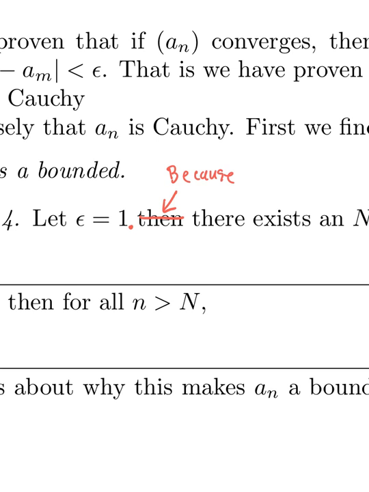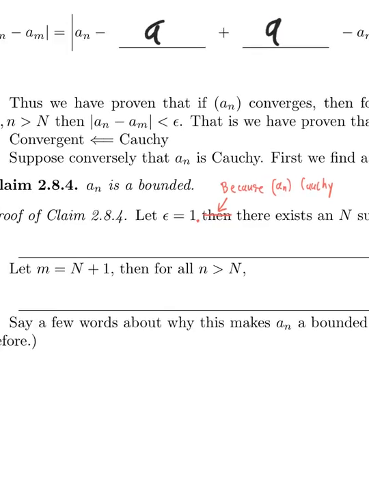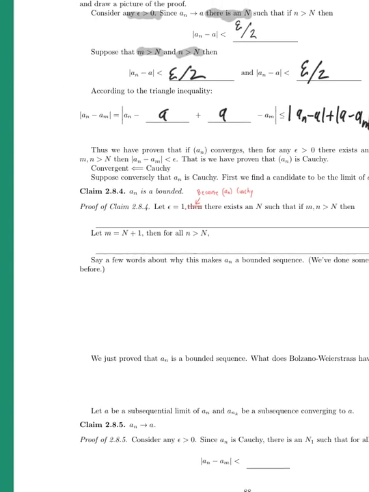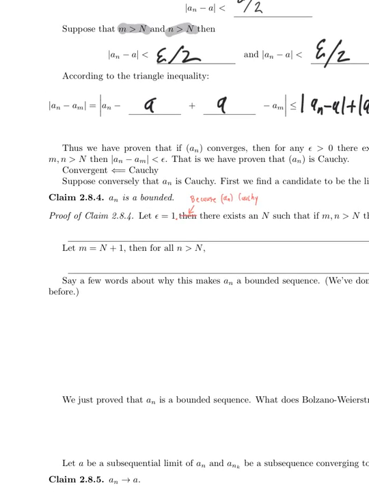Because a sub n is Cauchy, it follows that there exists some big N, such that if little m and little n are bigger than big N, then the absolute value of a sub n minus a sub m is less than 1, because that's the choice of epsilon that I'm taking. I know that this is true for every epsilon. 1 is bigger than 0, so that in particular is true.